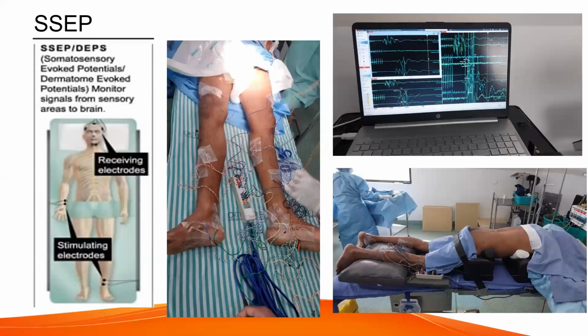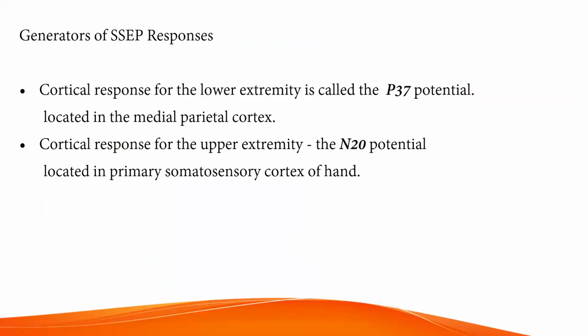Okay, we'll come to SSEP. What is SSEP? SSEP is a somatosensory evoked potential. It monitors the signal from the periphery, and the response is recorded in the cortex of the brain. For example, the cortical response of the lower extremities is recorded in the medial parietal cortex, and the potential obtained is called P37. Whereas for the upper limb, the potential is called N20, which is located in the primary somatosensory cortex of the hand.